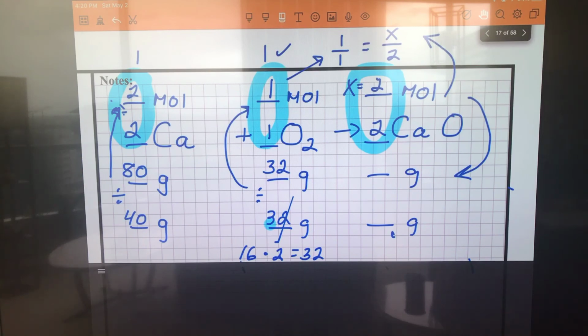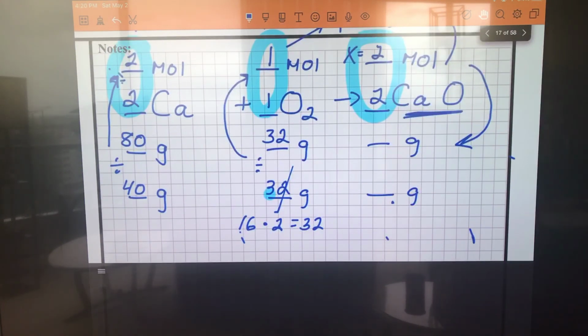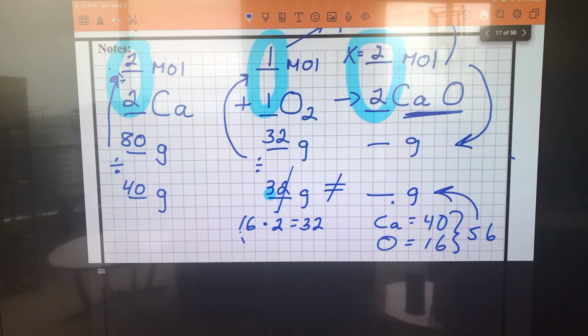To do that, I need to know the atomic weight of calcium oxide. So this CaO, all right, so Ca is 40, O is 16. When I add those together, I get an atomic weight of 56. Notice I did not come over and add 40 plus 32. Okay, we don't want to add across that way. Add them up separate. So 56 is what one of them weighs.